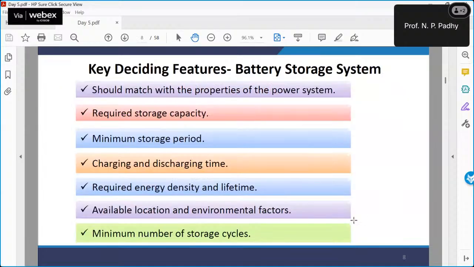Now, what are the key deciding factors when you go for battery storage systems? How do you decide whether to go for a battery storage system or not? It should match with the properties of the power system. Required storage capacity, minimum storage period, charging and discharging time, because these are the variables that will decide what type, how much, where, when.